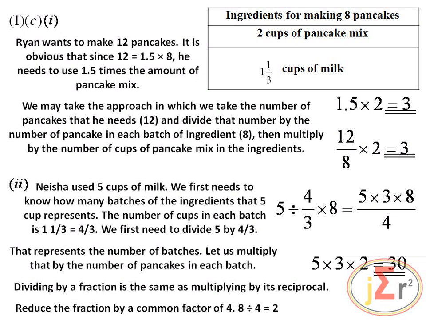So let us take a second look at that. Nisha used 5 cups of milk, and we need to determine how many pancakes the 5 cups of milk will represent. In order to do that, we need to establish a relationship between these 5 cups of milk and the number of cups in each batch. So in order to determine the number of batches of the ingredients that the 5 cups of milk represent, we will have to divide the 5 cups of milk by 1 1/3. Then, after determining the number of batches, we multiply by the number of pancakes in each batch, which is 8, and that will tell us the number of pancakes overall.